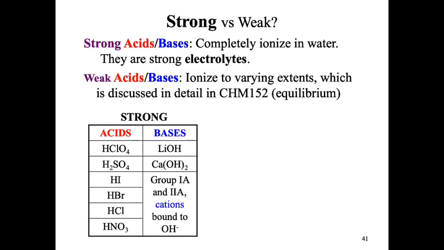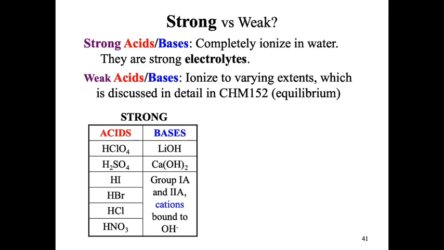Did you see HC2H3O2, the acetic acid? No, it's not on there because it's a weak acid. So if you memorize the strong acids, anything that's not strong then becomes weak, and that's going to change how we'll interact with it. Make sense? Bases have a similar process.